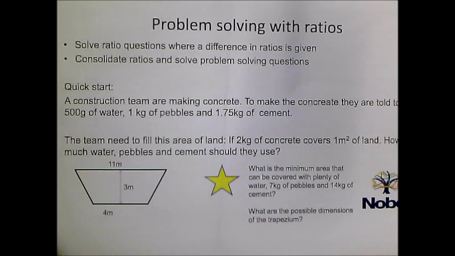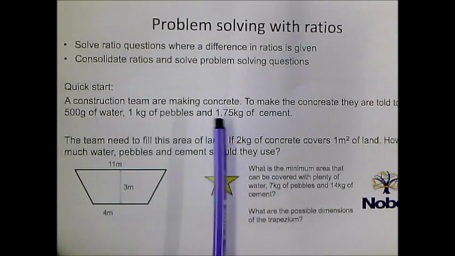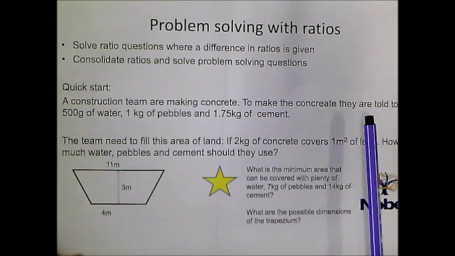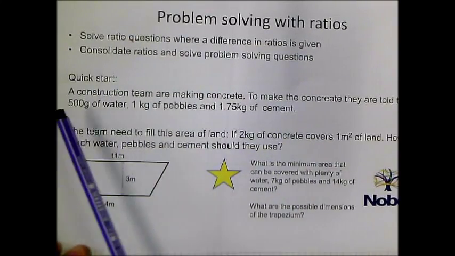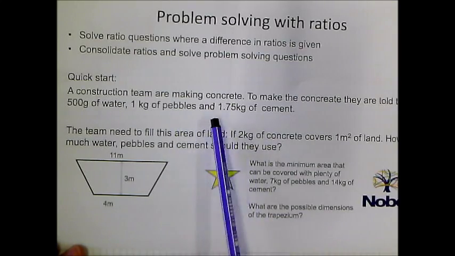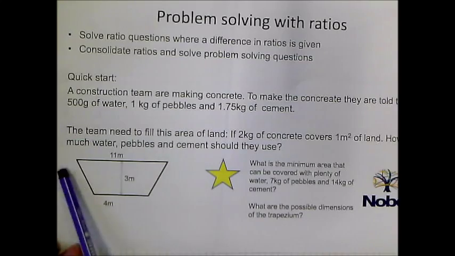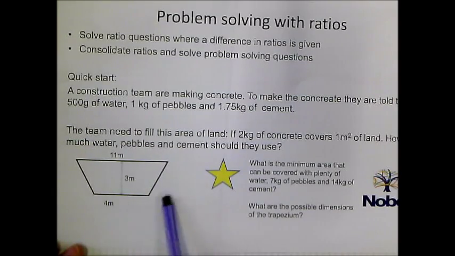This one isn't quite so bad, but we do have to do a bit of reading for this because it is quite wordy. The key thing to realise with these is not to panic and just do the things that you know you can do. So we have our construction team and they're making some concrete, and to make this concrete, sorry about the misspelling, they are told to use the following ingredients. They use 500 grams of water, then 1 kilogram of pebbles and 1.75 kilograms of cement, and we want to fill this area here with the cement.